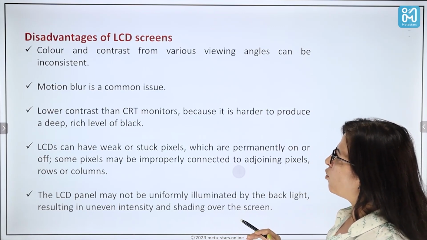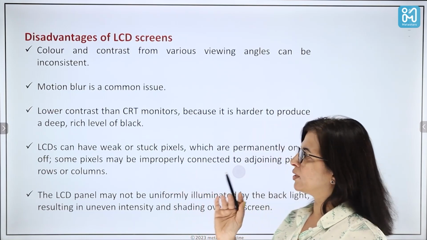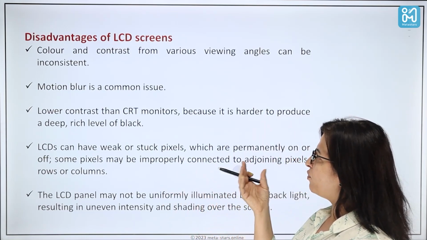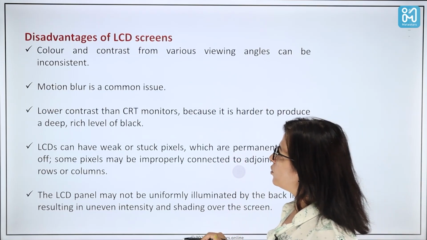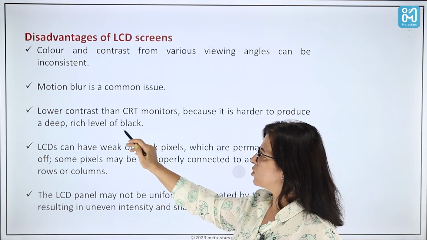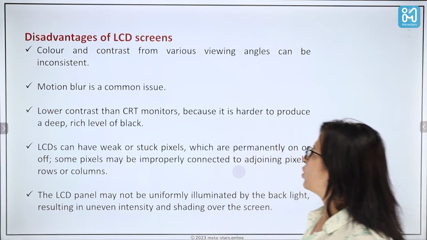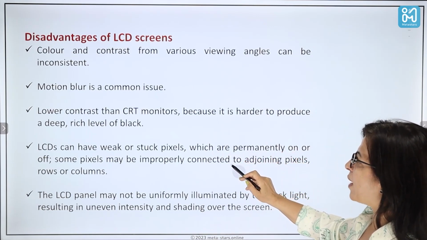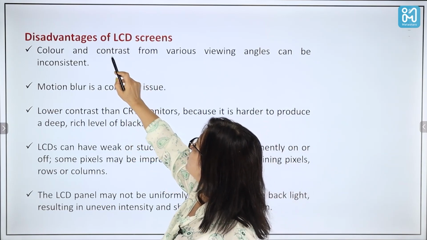Motion blur is a common issue. Motion blur means that during motion you will feel some inconvenience while watching the image. Lower contrast than CRT. The contrast in CRT is better than LCD monitors because it is harder to produce a deep, rich level of black. Yes, we will talk about it.